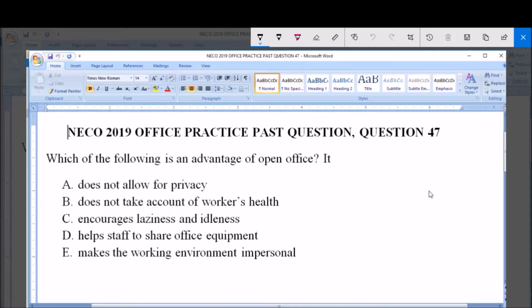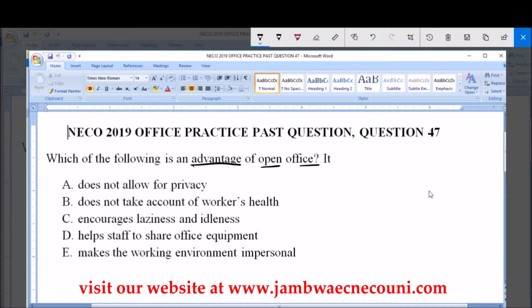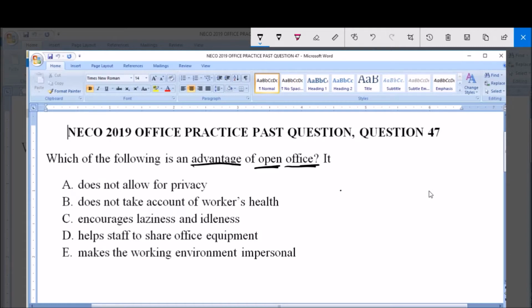We are asked for one of the advantages of Open Office. And like you know, Open Office is a form of what? An office layout. We have two types of office layout. We have the Open Office layout and the Closed Office layout. But now we are asked for the advantage of an Open Office layout.